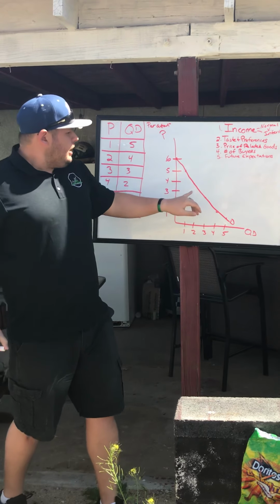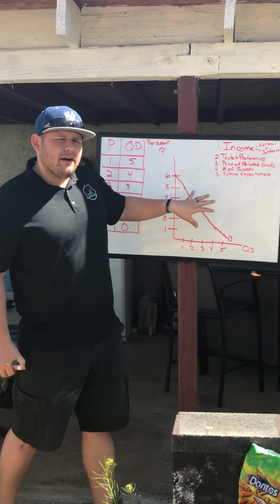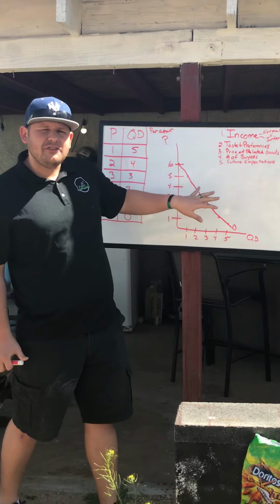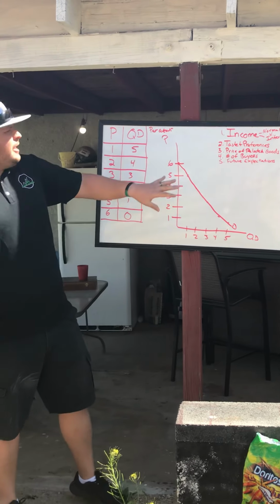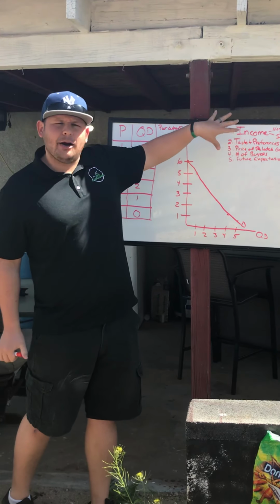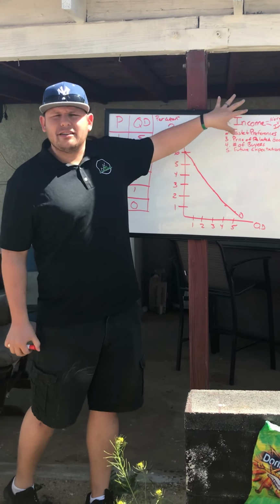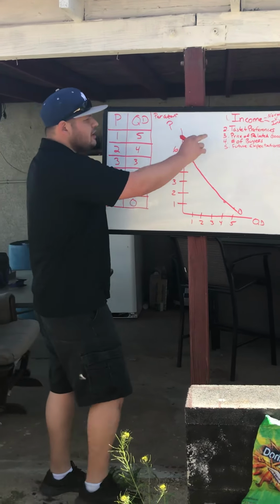Now, if we are talking about anything other than price, those things are called shifters or shocks. And we have 5 shifters right here. Now these vary by whatever economics books you want to read, but they're basically pretty much the same. The first thing is income.